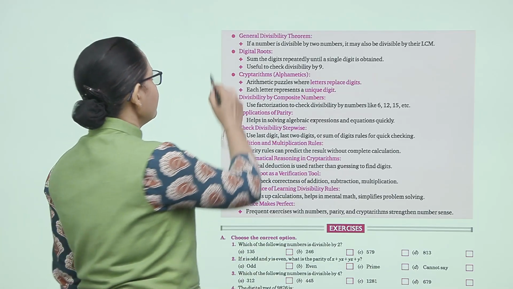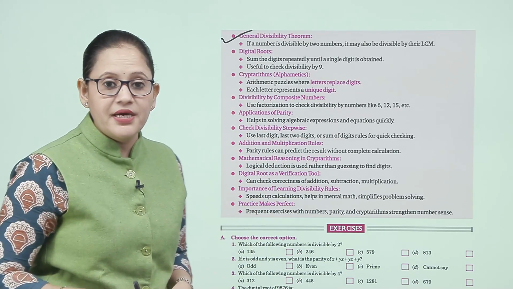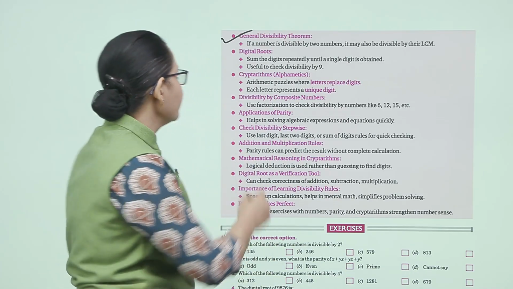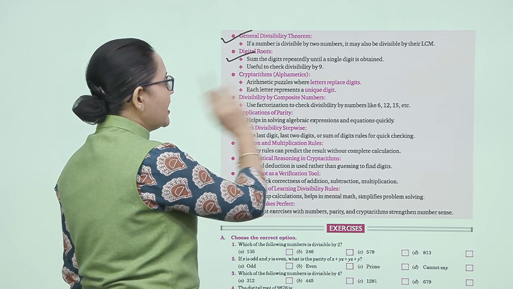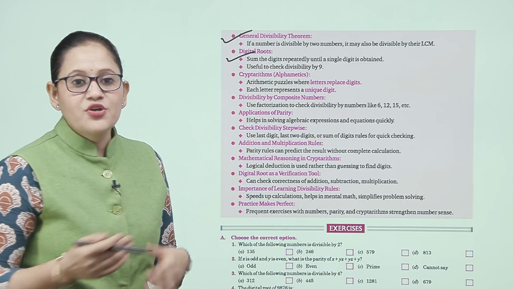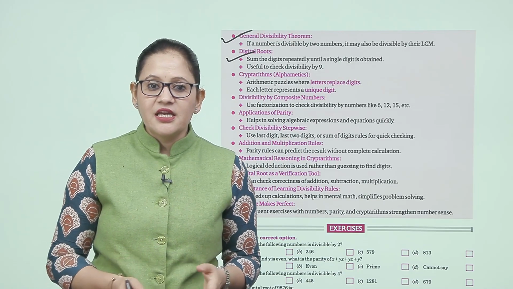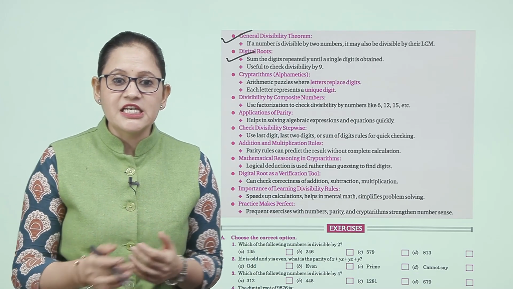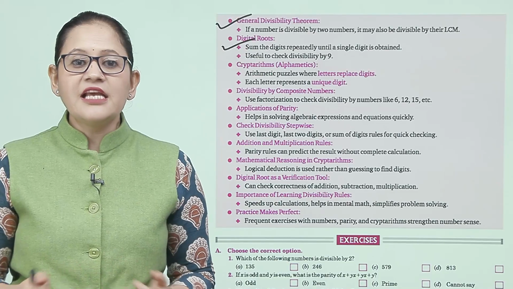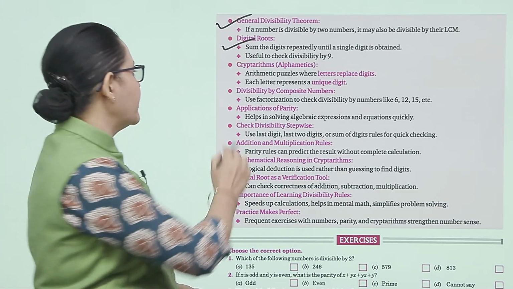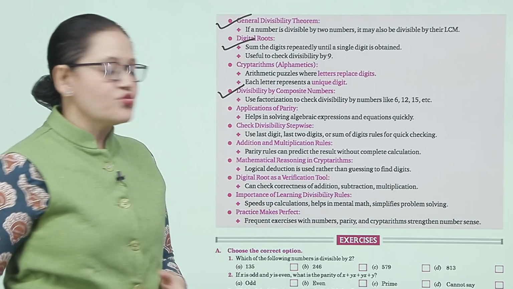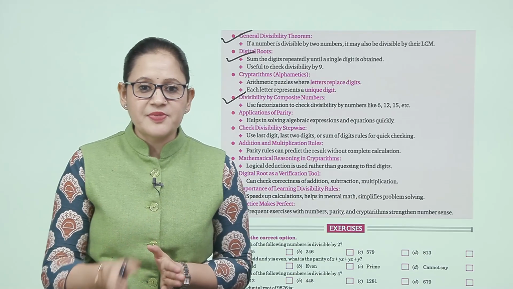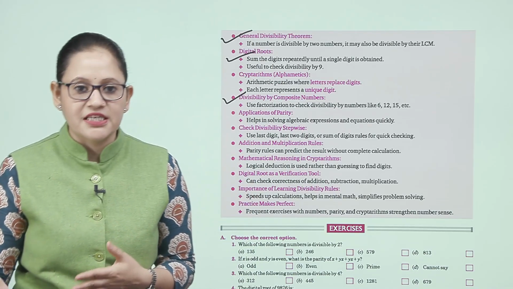Now the general divisibility theorem: if a number is divisible by 2 numbers, it may also be divisible by their LCM. Digital roots: sum the digits repeatedly until a single digit is obtained. This is useful to check divisibility by 9. Cryptonyms are arithmetic puzzles where letters replace digits, and each letter represents a unique digit. Next is divisibility by composite numbers. Use factorization to check divisibility, for numbers like 6, 12, 15, etc.